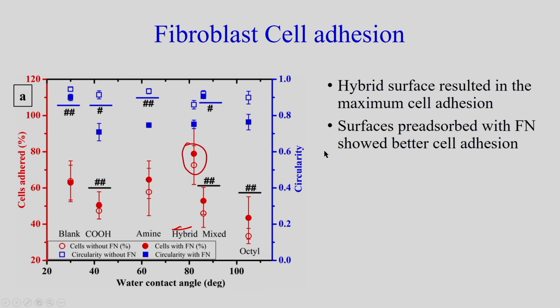Now, a similar observation was made for the circularity. It means if there is more adhesion, there should be a decrease in the circularity. So, if we compare all the surfaces, these filled squares have lesser values of circularity. It means the cells are more spread on the surface with pre-adsorbed fibronectin. It means it is facilitating the cell adhesion and its spreading.